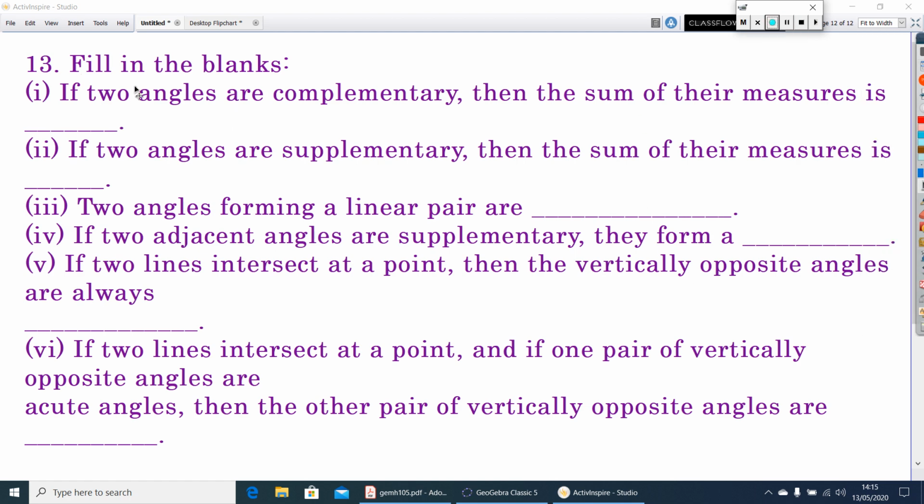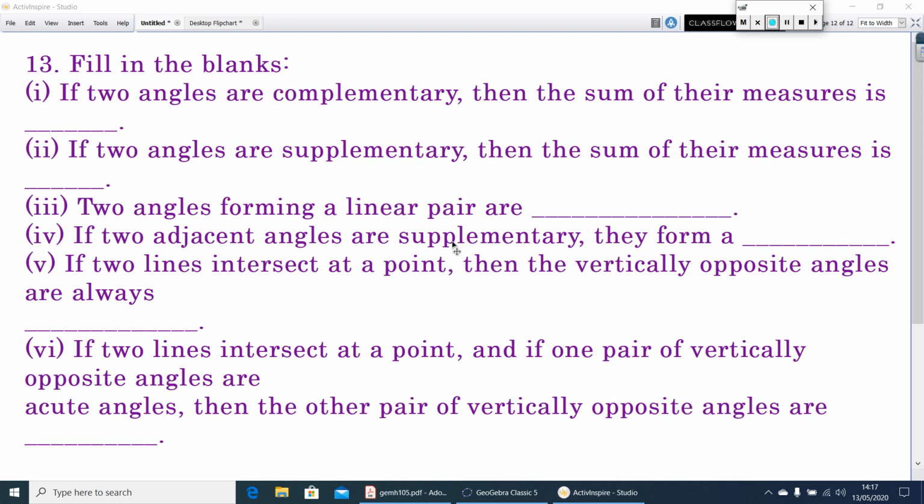This is a summary. Fill in the blanks. If two angles are complementary, then sum of their measure is dash. Write the measure of the angle. Now two angles are supplementary, then sum of their measure is. Now two angles forming a linear pair are dash. You have to write whether they are supplementary or complementary. Of course, linear pair means it is a line, so opposite rays, so the angle is 180 degree. So it is supplementary is the answer.